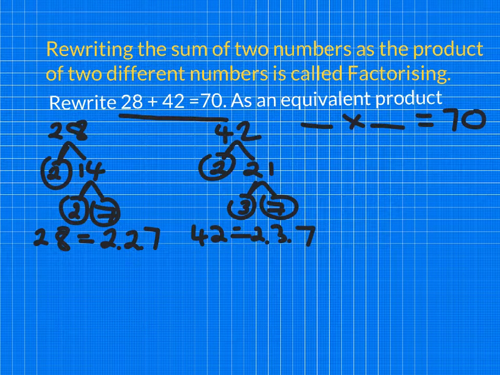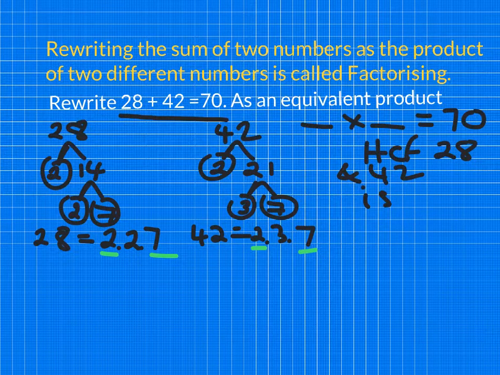Now we're going to try and find the highest common factor of both of those. And we can actually look at it either by drawing a Venn diagram or simply looking at the prime factorisation and seeing what factors are common. So we can see that a 2 is common to both of them and a 7 is common to both of them. So the highest common factor of 28 and 42 is 2 times 7, so that's actually 14.